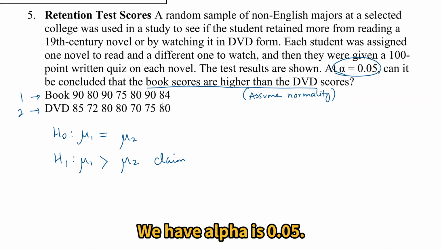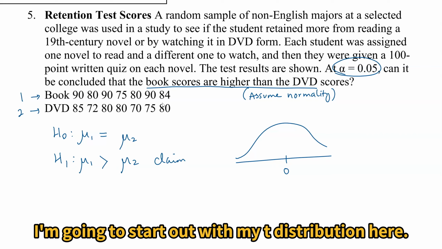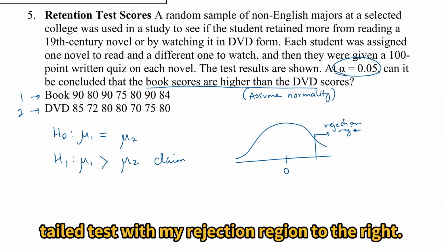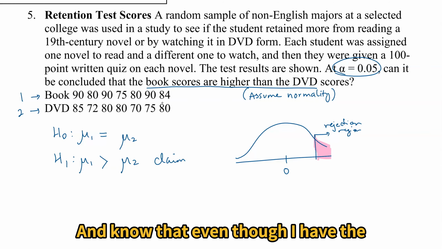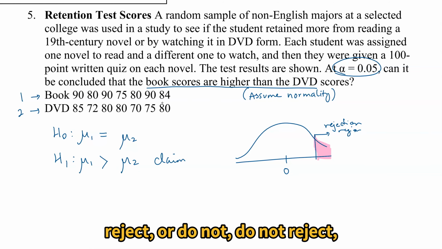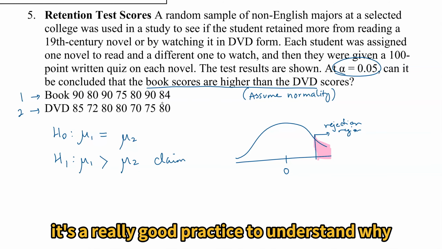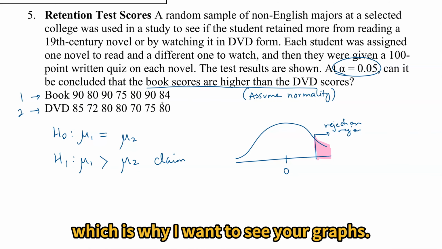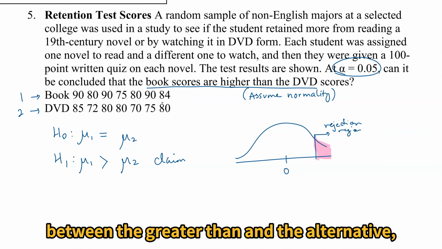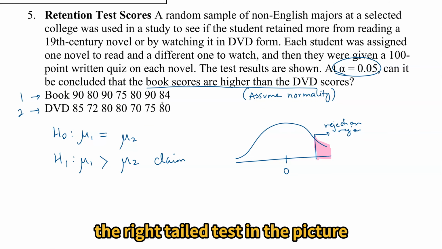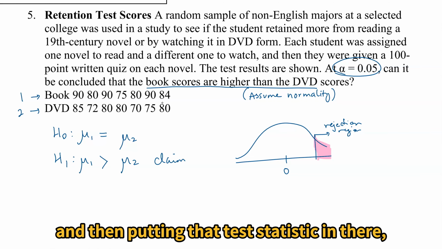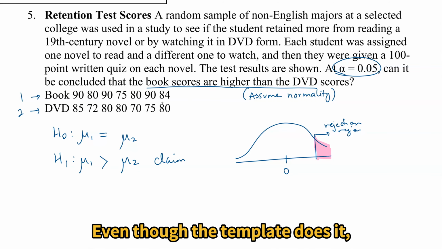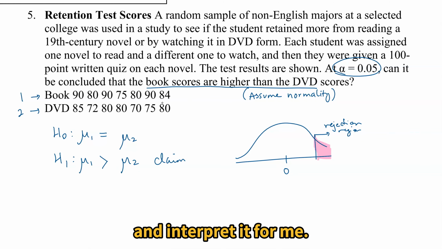We have alpha of 0.05. I'm going to start out with my t-distribution here. Since I have a greater than, I'm going to have a right-tailed test with my rejection region to the right. And know that even though I have the template and I know the template tells me reject or do not reject, it's a really good practice to understand why by drawing out this graph, which is why I want to see your graphs. I want to see you make that connection between the greater than in the alternative, the right-tailed test in the picture, and then putting that test statistic in there or comparing that p-value to alpha. Even though the template does it, you need to interpret that information for me.